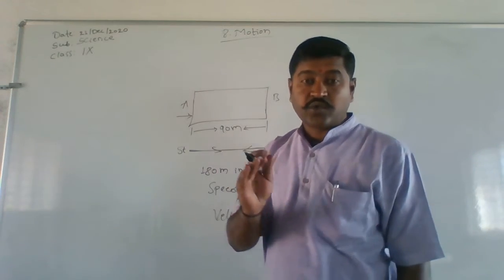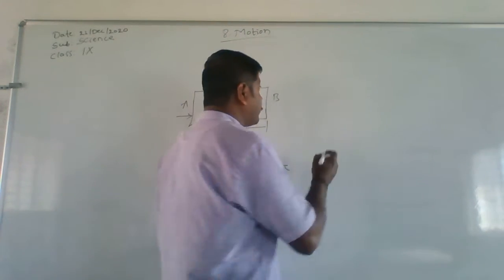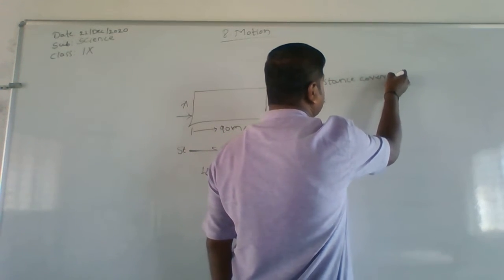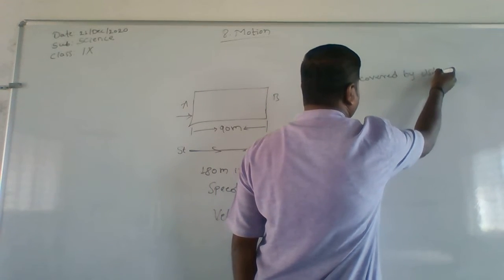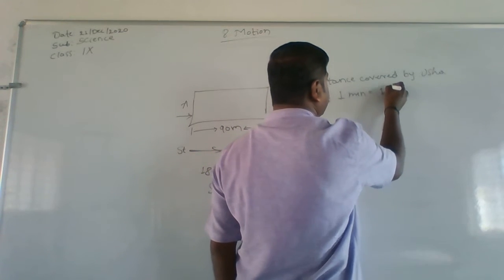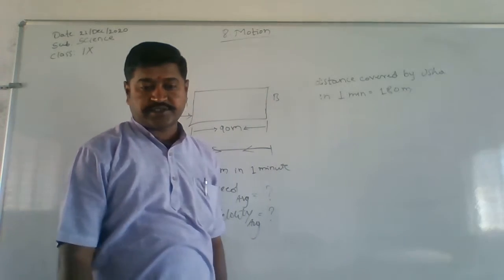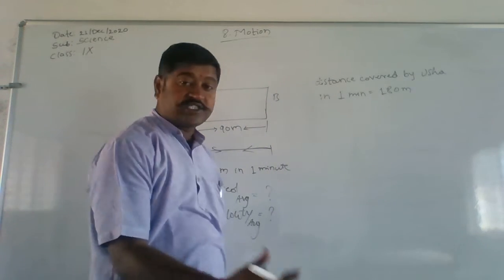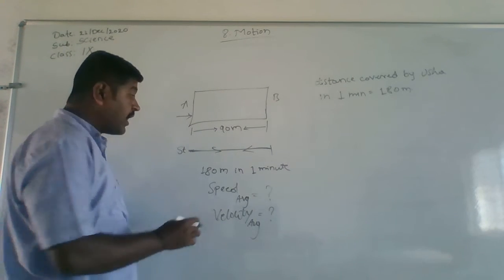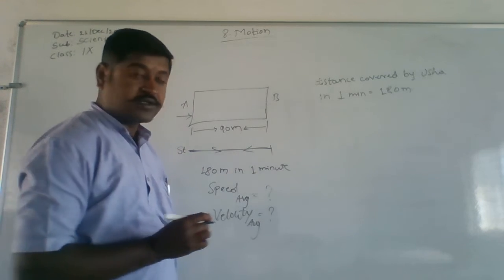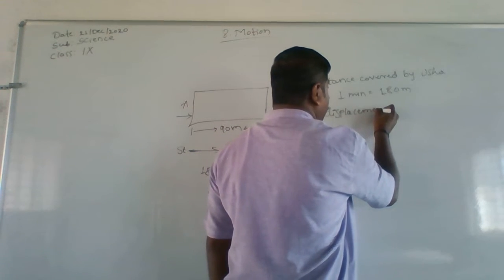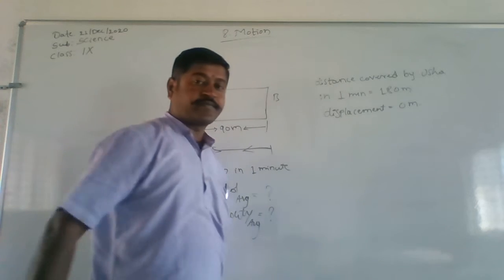So now what should we do, we have to write it. The distance covered by Usha in 1 minute. How much has she covered? She has covered 180 meters, right. So here what is the displacement? Starting point is also same and finishing point is also same, right. So that is 0. Displacement is equal to 0 meter.